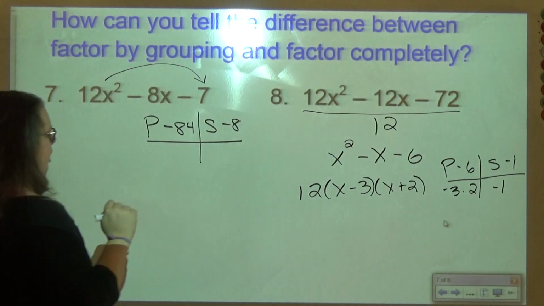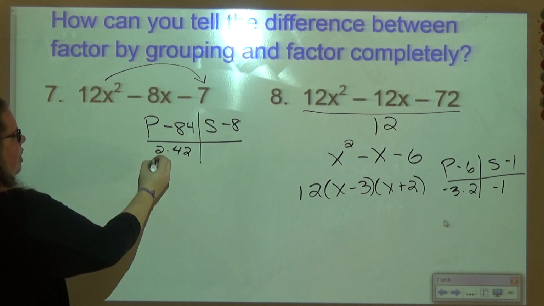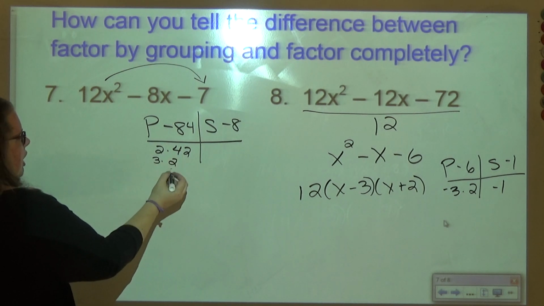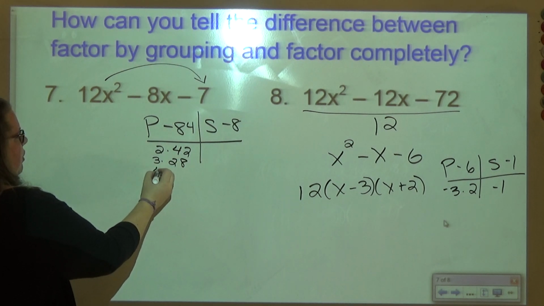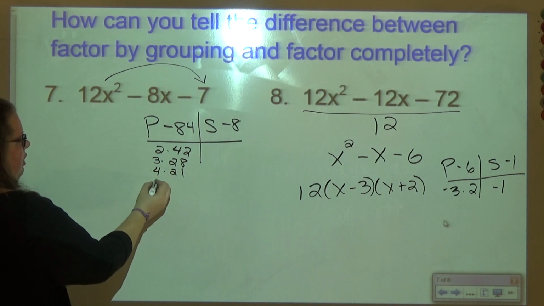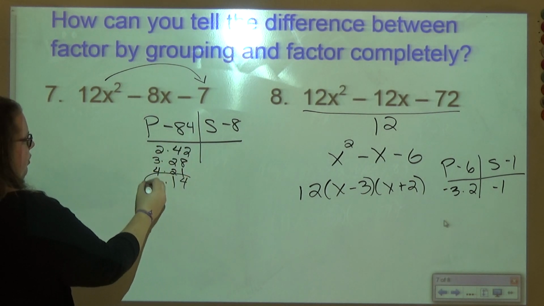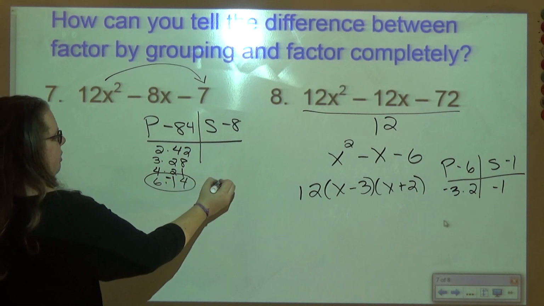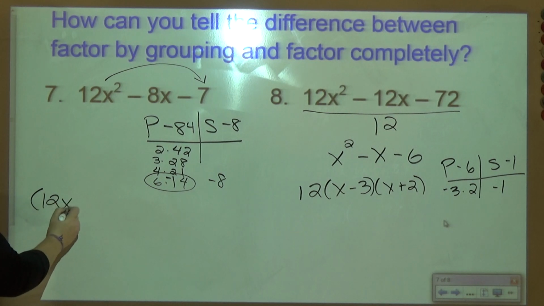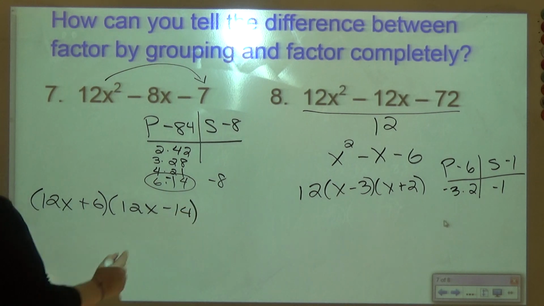This one, let's see, I don't know the answer. Let's see, 2 times 42. 3 times 20 something, 28, 4 times 21, 6 times 14. Oh, that's it, 6 and 14. I want my 14 to be negative. So we get 12x plus 6, 12x minus 14. Now this one's actually a little harder.